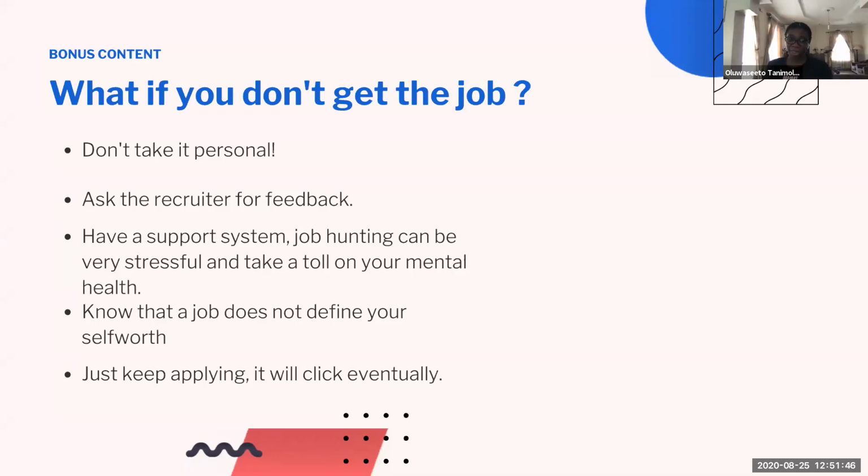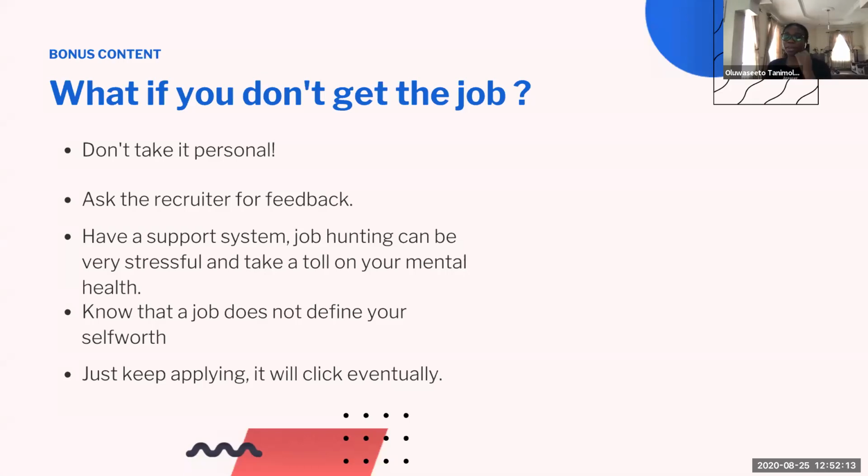If you can, ask the recruiter for feedback. Once they tell you, "I'm sorry, we could not give you the position at this time," or "We'll keep your contact on file should a similar position come up," just ask, "Hi, is there anything I can work on before the next application window?" Hopefully the person will be able to give you feedback on what you can improve for the next time. The next thing is have a support system.